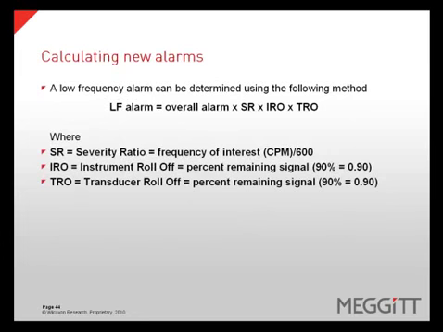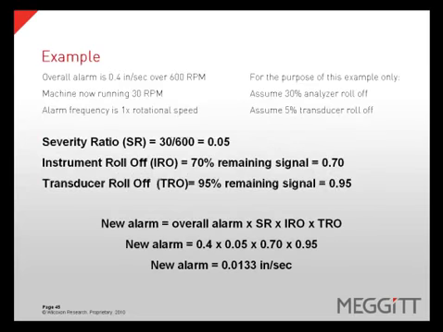We can use a formula to determine what our low-frequency alarm should be based on these considerations. To calculate the new alarm levels, we take the alarm levels that we would use above 600 CPM, multiply that by the severity ratio, and then by the percentage of remaining signal from both the instrument roll-off and the transducer roll-off. Let's look at an example.